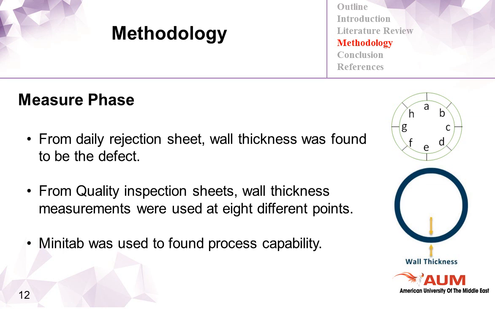Now, to understand the cause of the defects, we collected daily rejection sheets from the company, and we found that most of the defective pipes were due to problems with wall thickness. Wall thickness is measured at 8 different points as shown in the figure on the right, and if any one of the points from A to H is below or above the specification limit, then it is considered to be defective and is recycled.